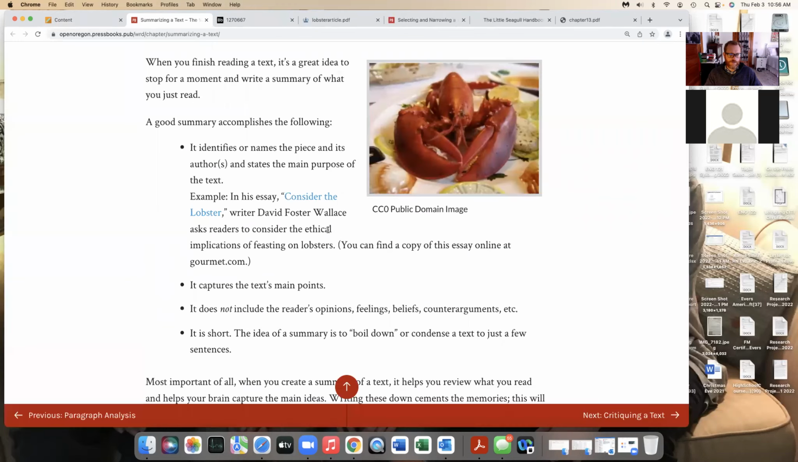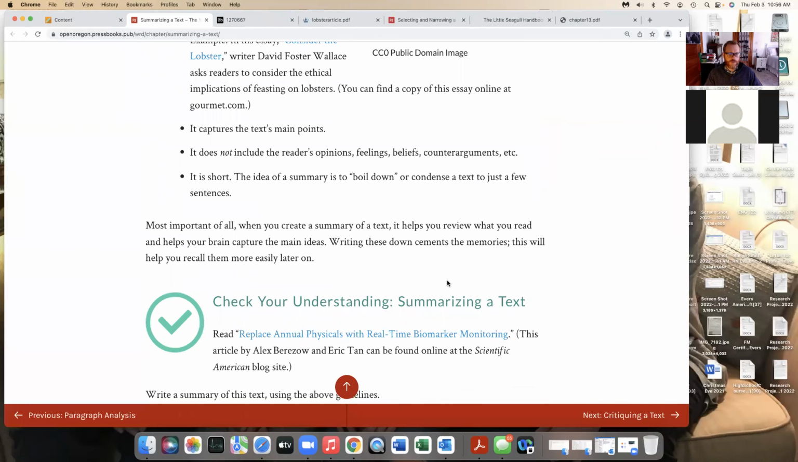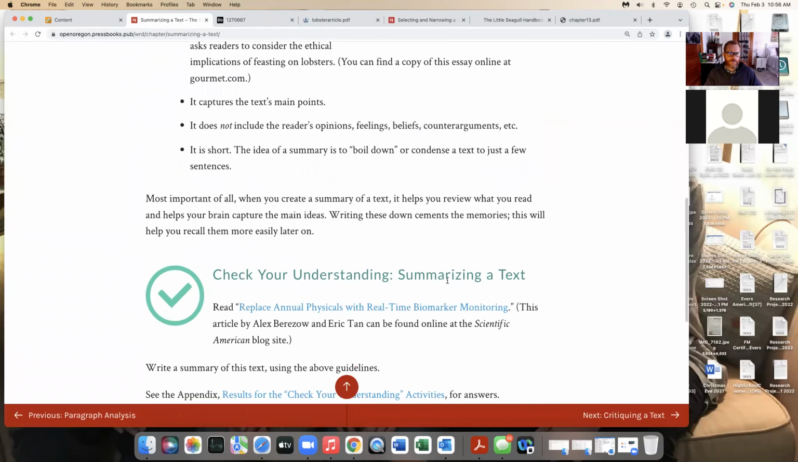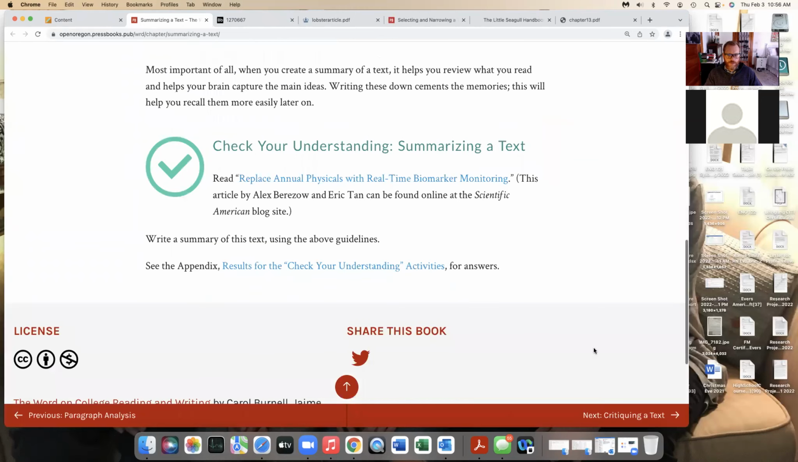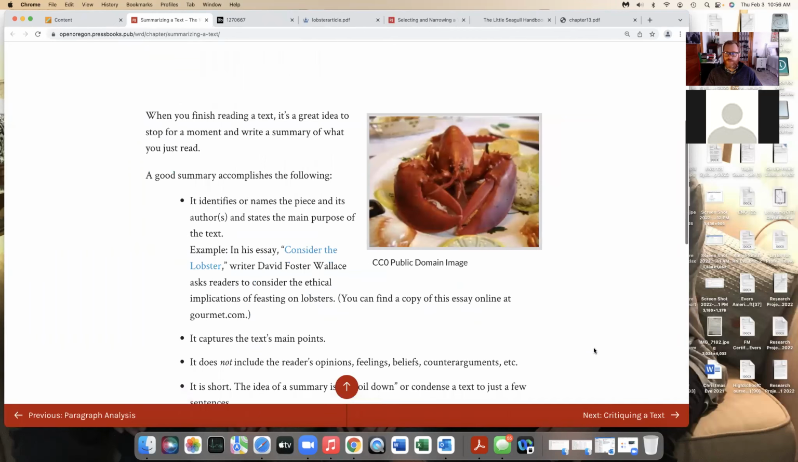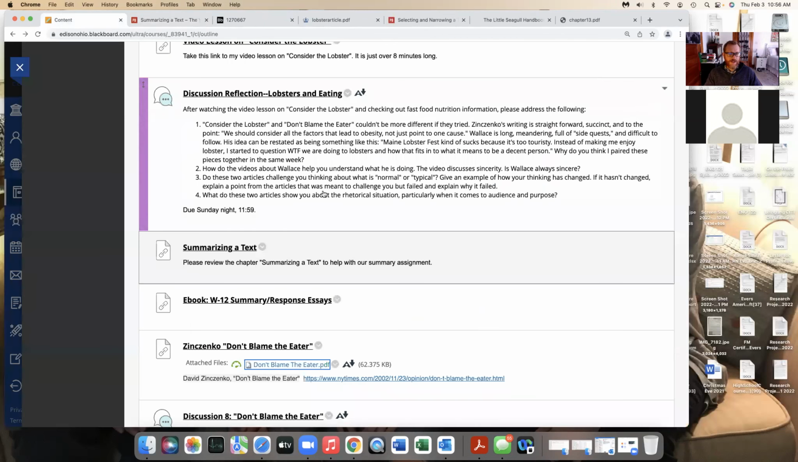And this actually uses Consider the Lobster, but we're not going to summarize that. But it talks about what we need to do to summarize a text, main points, and I don't think it really has much else to it. But we'll do our best for the summary. Summary will also be due Sunday night.